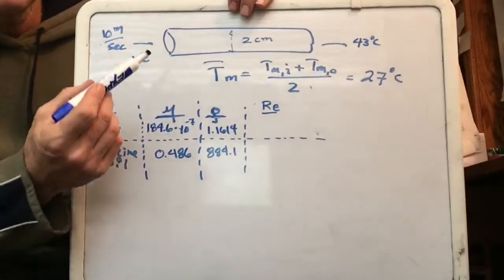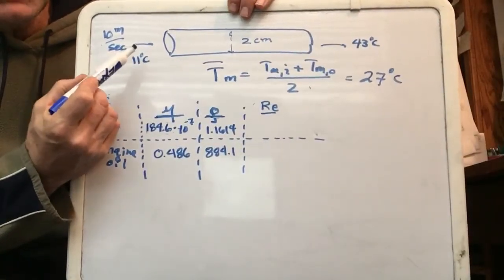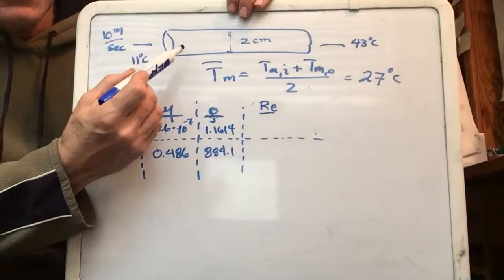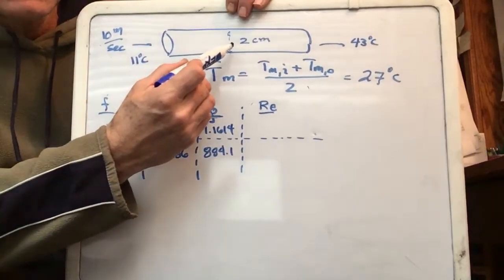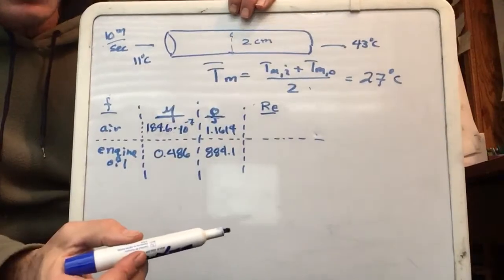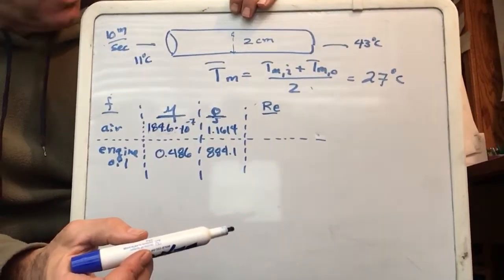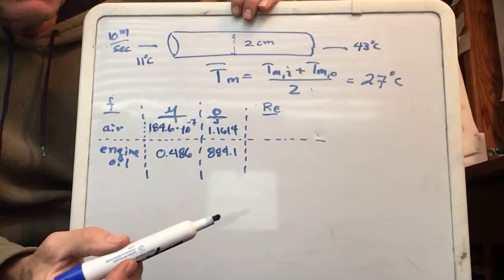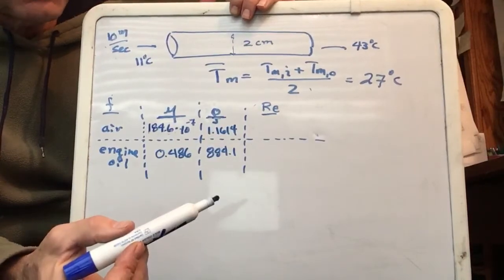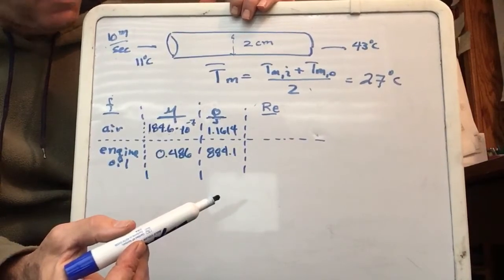So if we look at our situation, for air, it's low density, so there's going to be hardly any air going through there compared to engine oil. There's going to be a lot more mass flow rate for the engine oil, and that would make us believe that engine oil would be more likely to be turbulent than air.